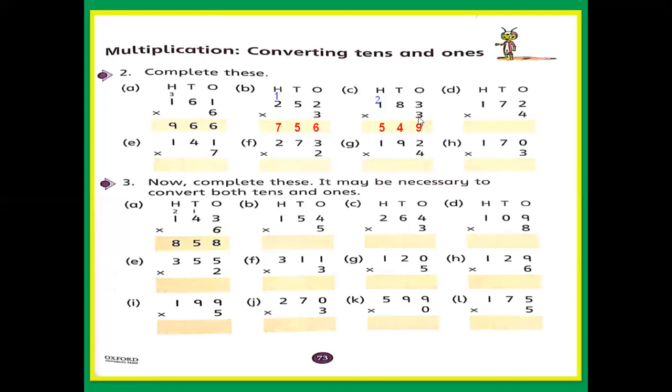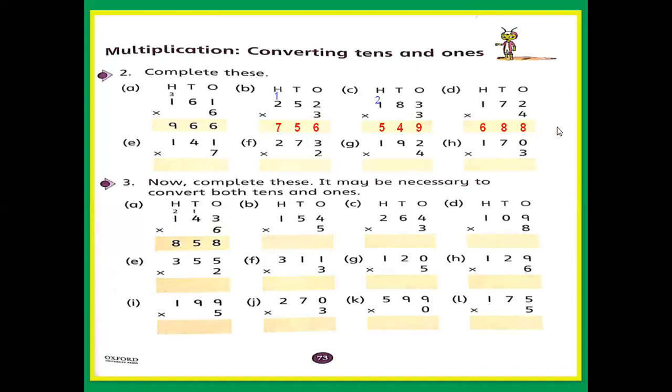So first multiply 3 with ones, then tens, and the last one by one. Okay, D part, 172 multiply 4. So 4 twos are 8. Write 8 here.